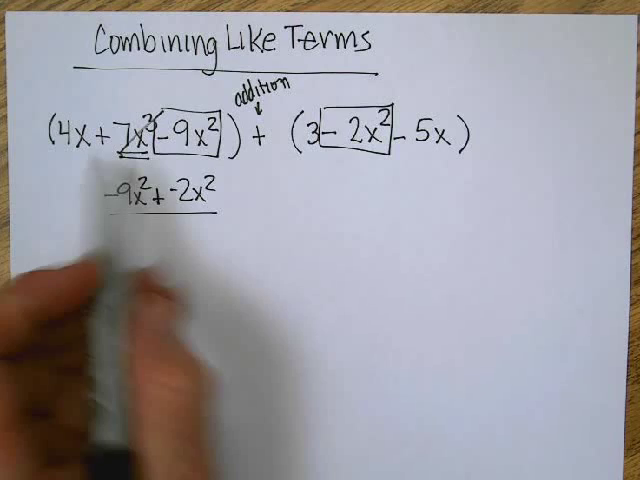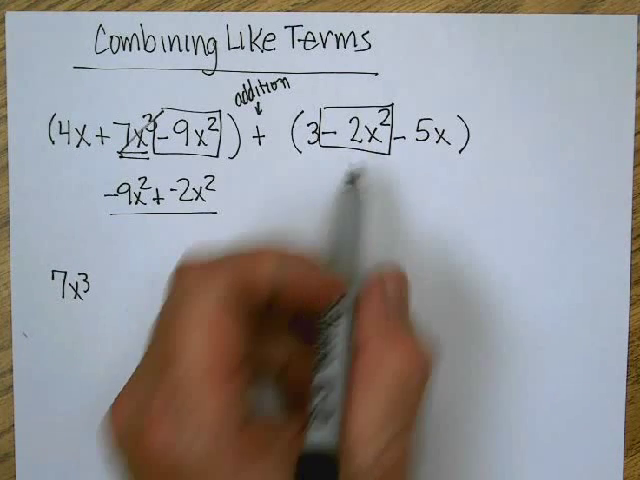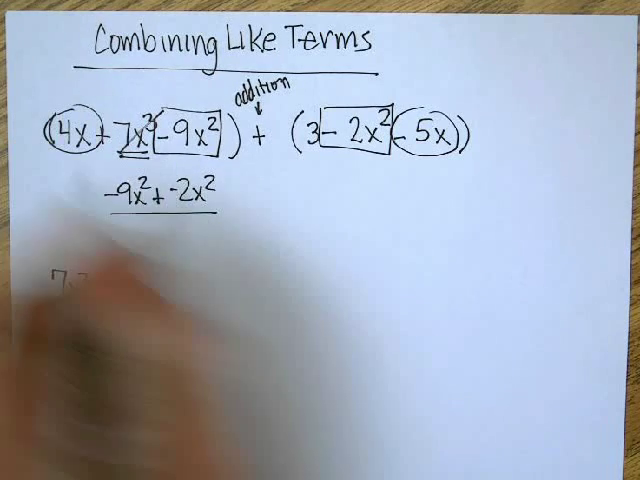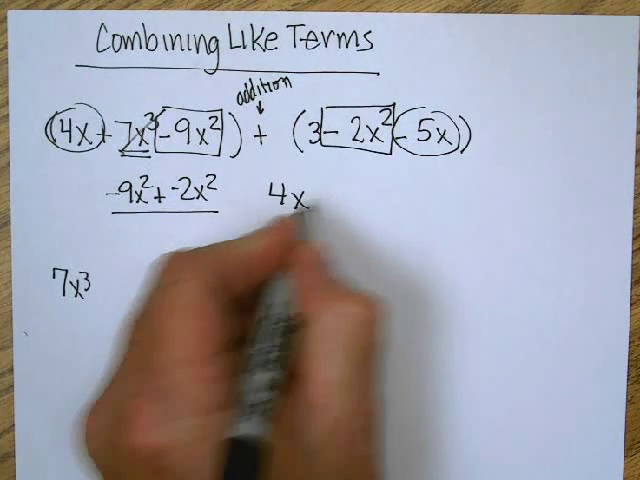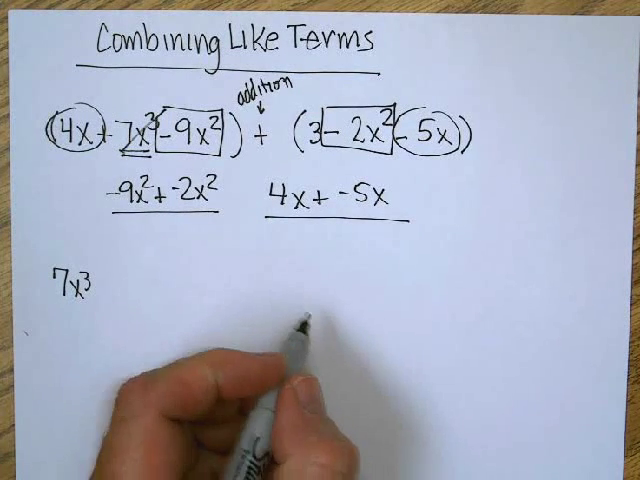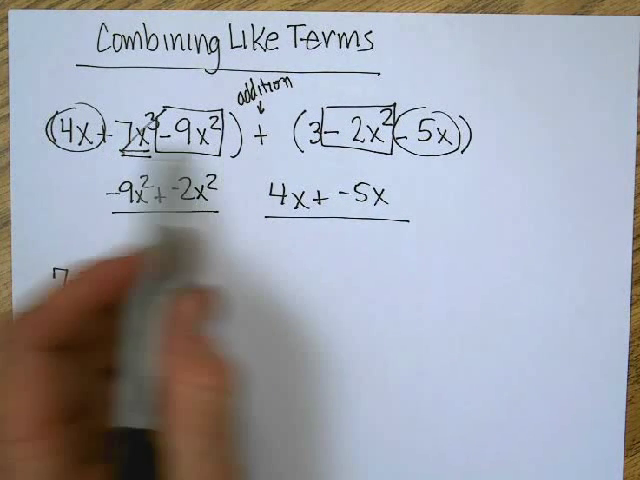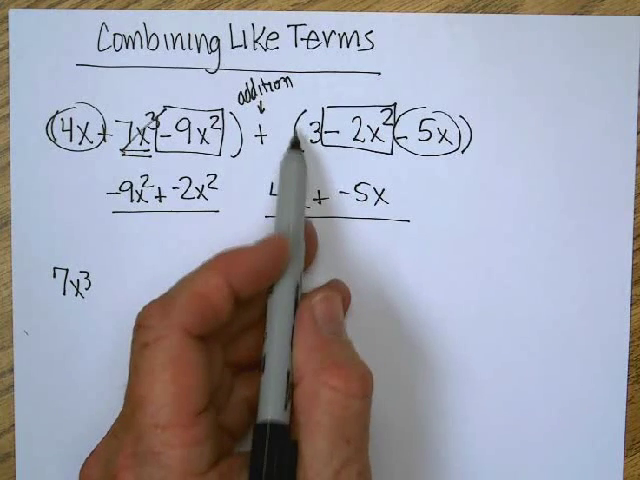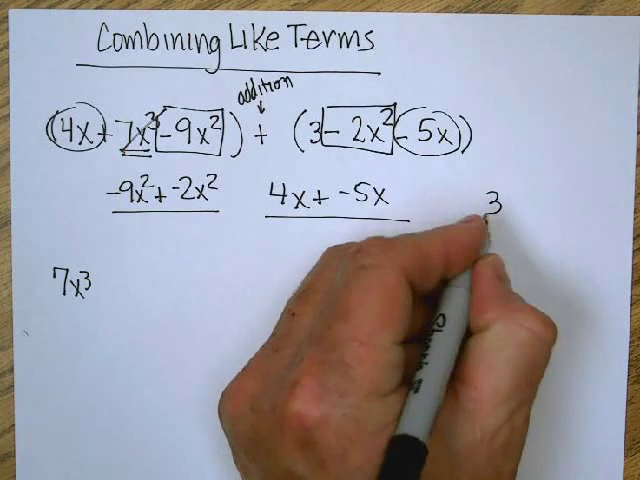What's our next highest exponent? After x squared would be x. Circle these. We have 4x plus negative 5x. Do we have any constants left here? We do here. We have a 3. It's a positive 3 when we look to the left of it, so we're just going to put 3 over here.